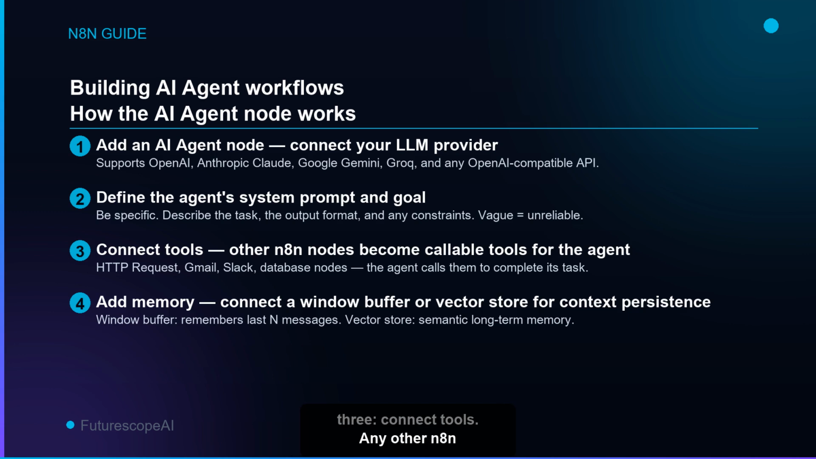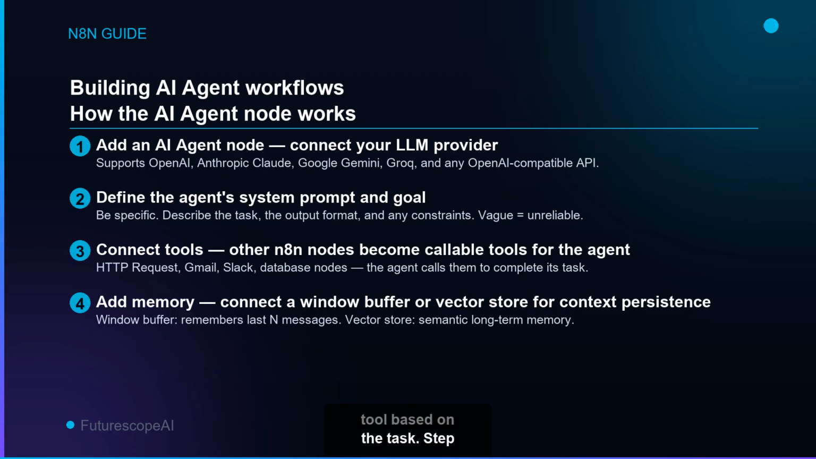Step 3. Connect tools. Any other n8n node can become a callable tool for the agent. Connect an HTTP request node and the agent can browse the web. Connect a Gmail node and it can read and send email. Connect a database node and it can query and update your data. The agent decides when to call each tool based on the task.